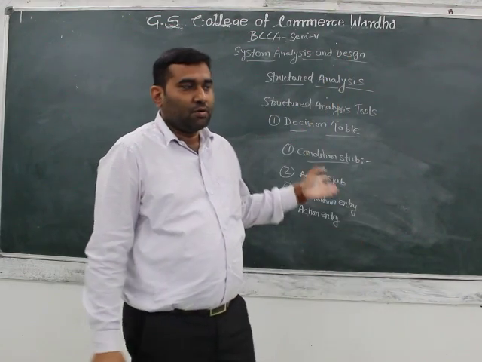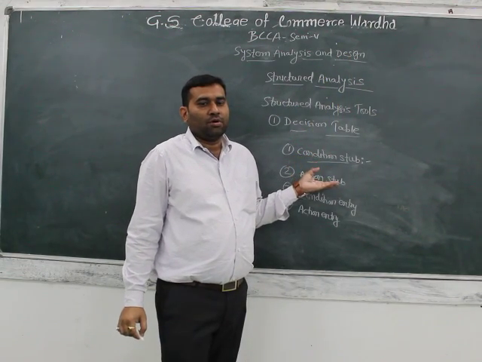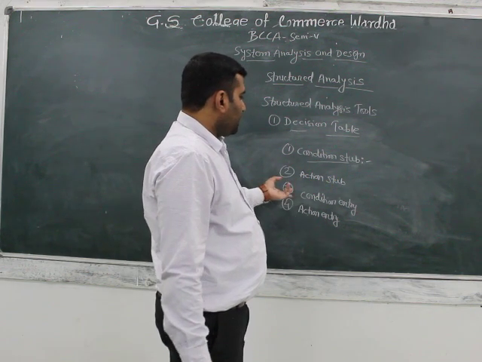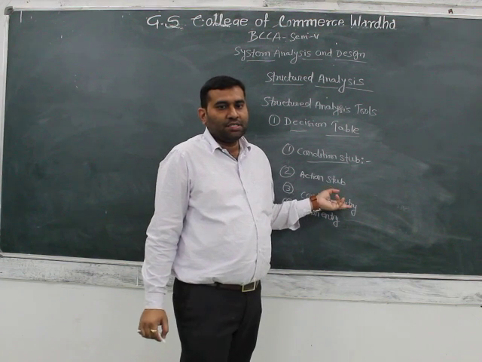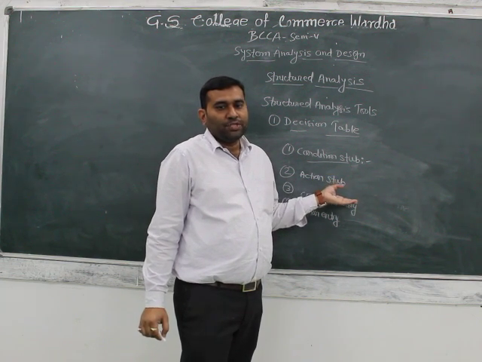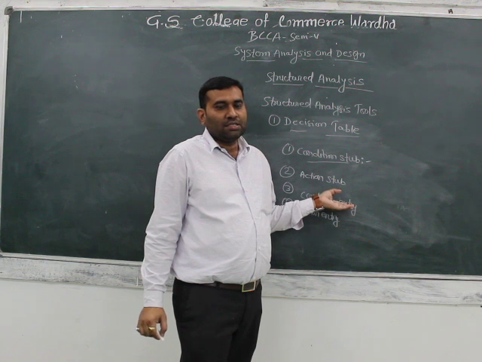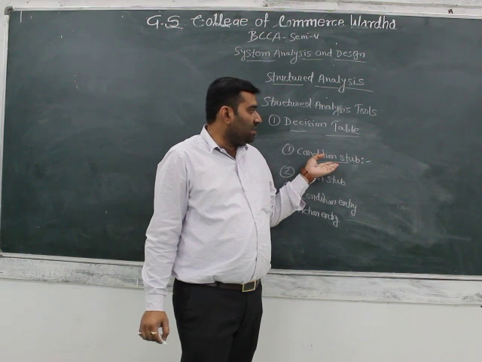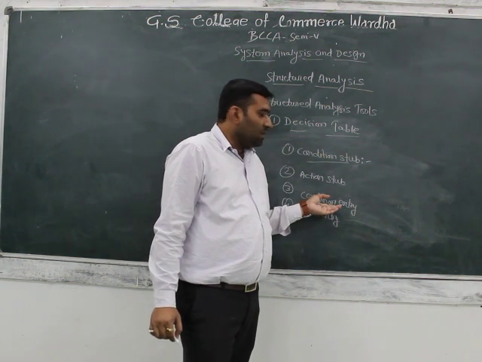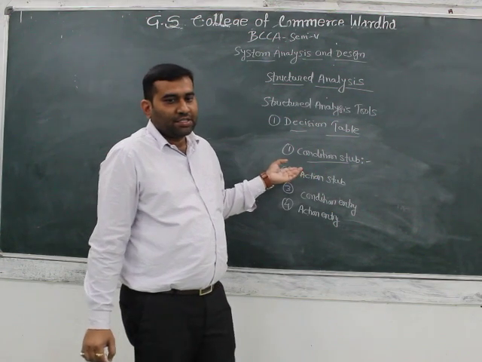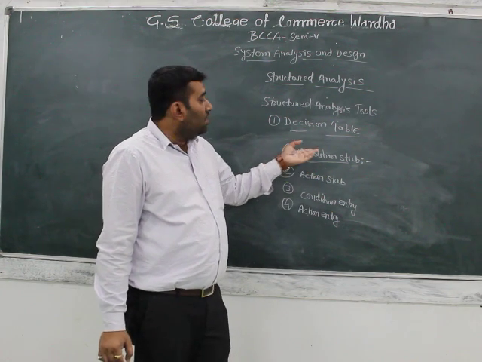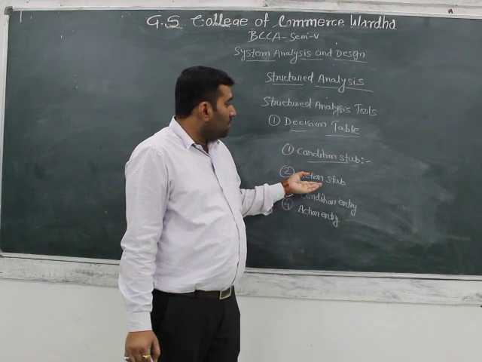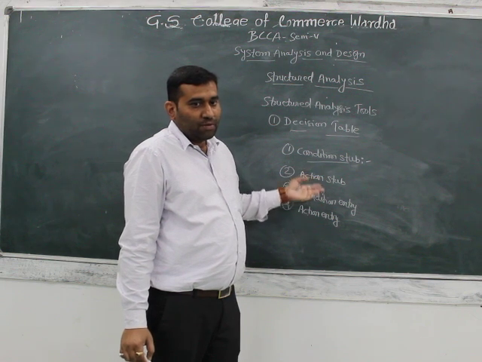Action stub, it is found in the lower left quadrant, which outlines the actions to be carried out to meet each condition. Then condition entry, it is in the upper right quadrant, which provides the answer to the question asked in the condition stub. The questions asked in the condition stub, their answers are given in the condition entry. The condition stub is found in the upper left quadrant and the action stub is found in the lower left quadrant.